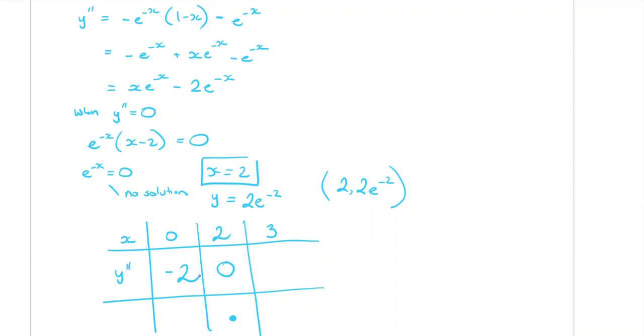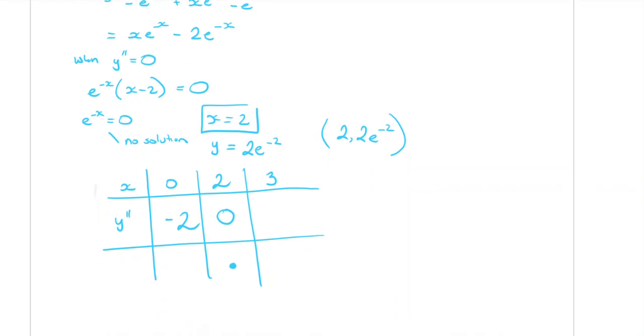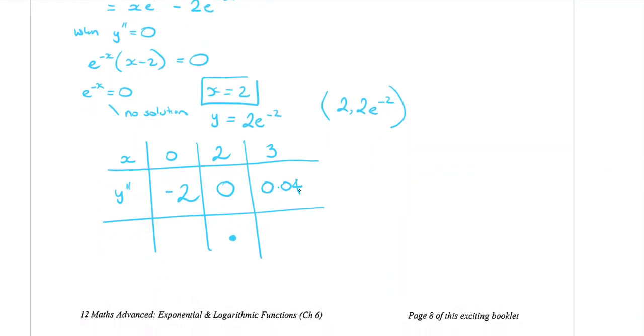If you sub in 3, oh, that's not quite as nice. You're probably going to get a decimal. 0.049 something. Okay, cool. So the point is, if it's negative, it means it's concave down. Then the positive one means concave up. So the concavity has changed, and it is a point of inflection. So therefore, point of inflection at 2, 2e to the negative 2.